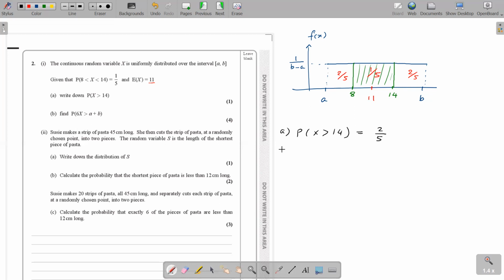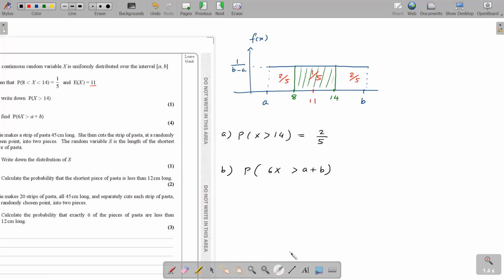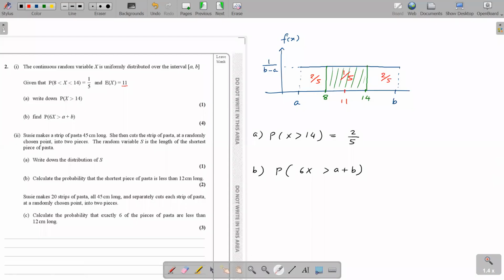Part B, they're asking you to find the probability 6x is greater than A plus B. The first thing is, shall we get the A and B values? I think we can get them, right? Can you all get the A and B values here? How do we get the A and B values?